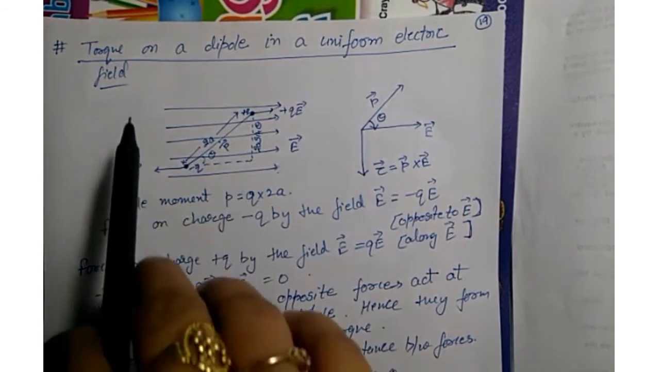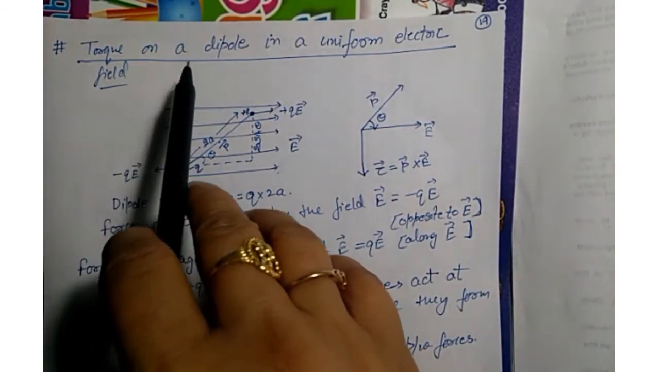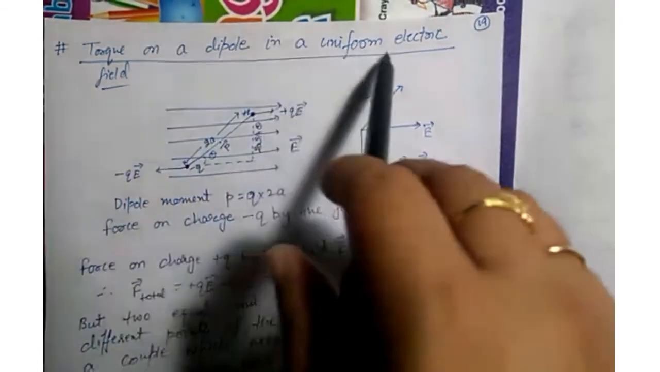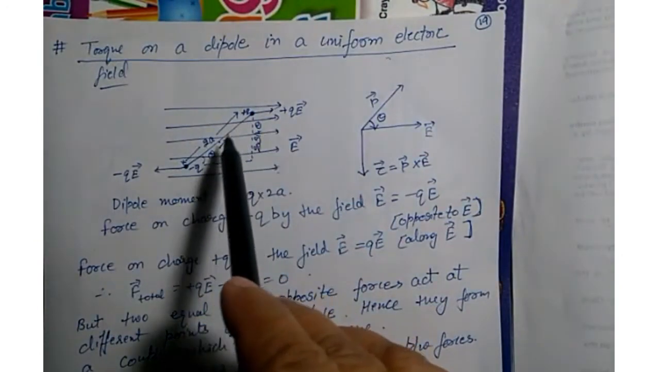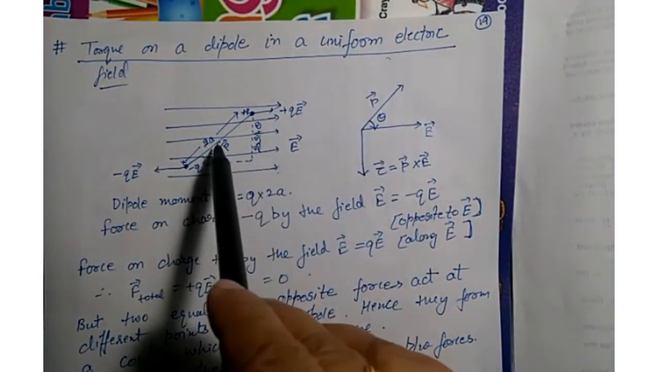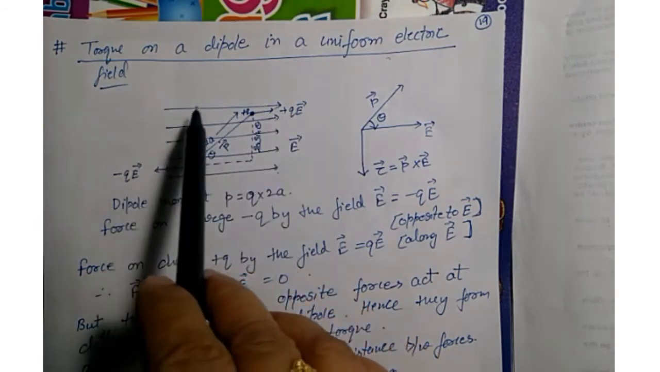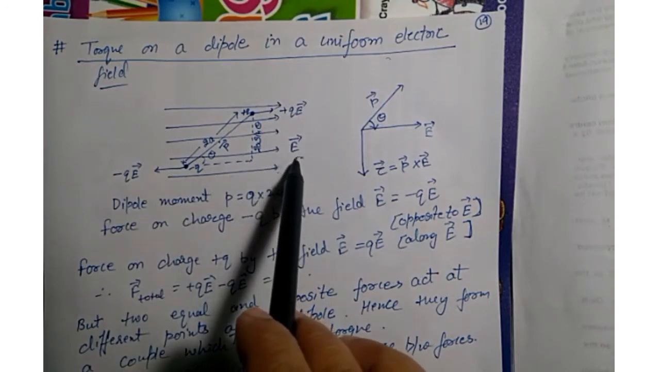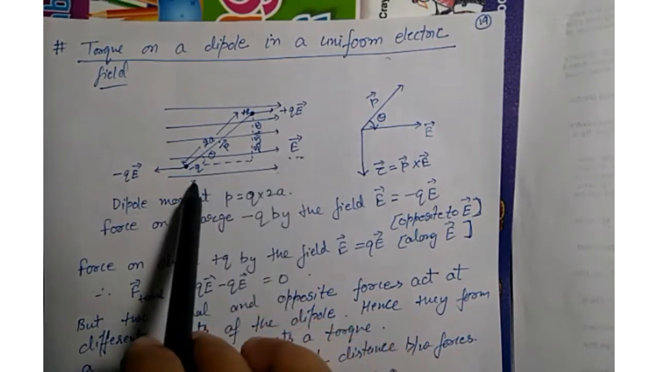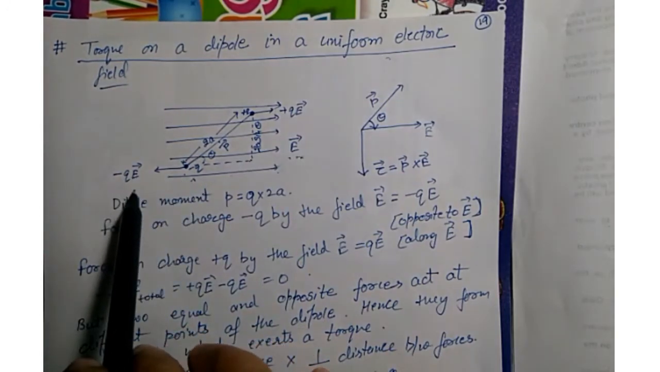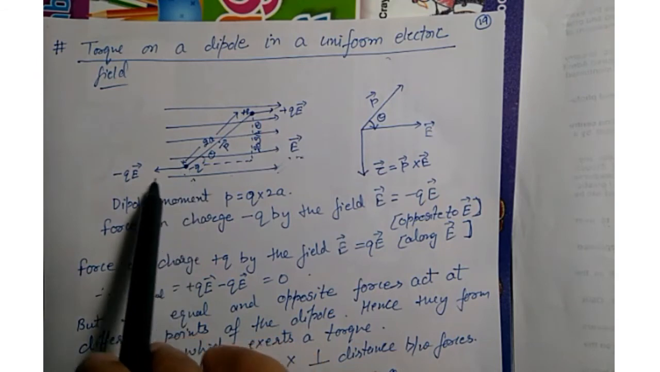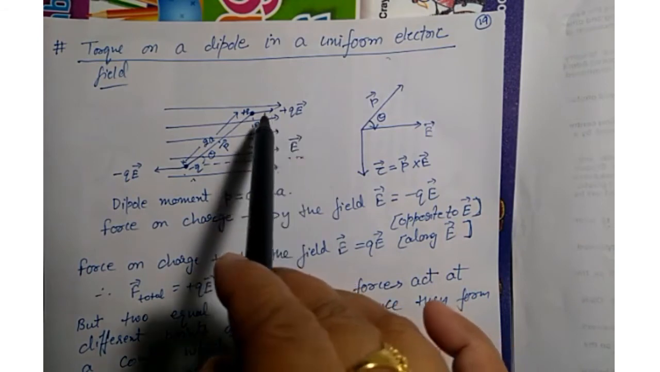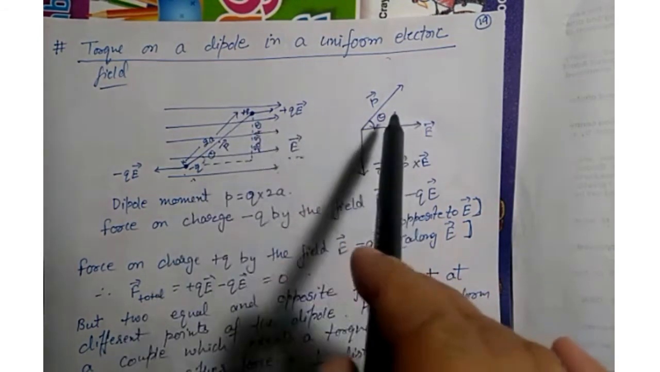After the dipole, our next topic is torque on a given dipole, that is, torque on a dipole in uniform electric field. We are considering a dipole, minus q and plus q, with separation 2a. In a given electric field, these are the field lines showing the electric field E. Because of this electric field, a force minus QE is acting on this negative charge towards the left side, and similarly a force plus QE is acting on this plus Q charge towards the right.